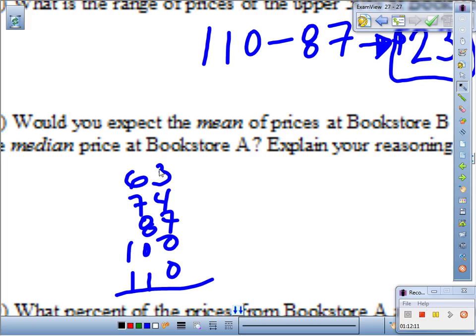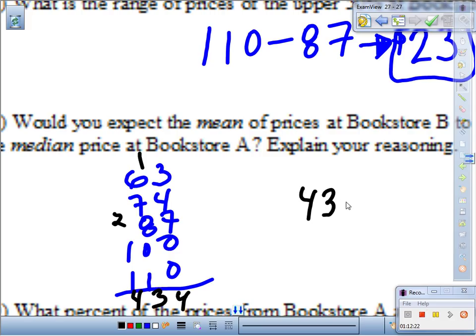All right, let's add this. We get 10, 14. I got 1. 15, 21, 22, 23. We got 2. 4. So this is 434 divided by 5.